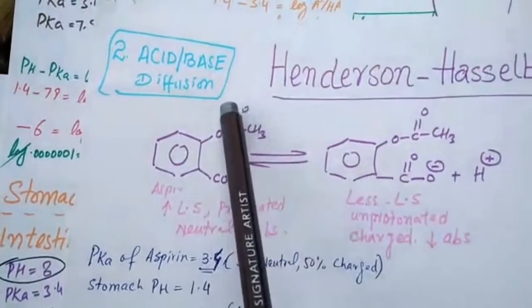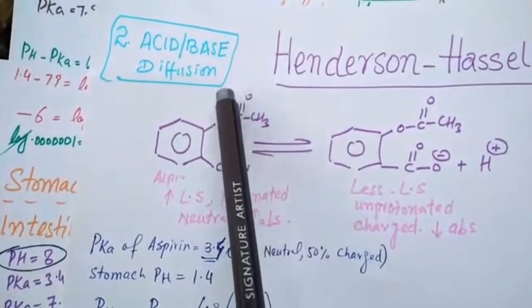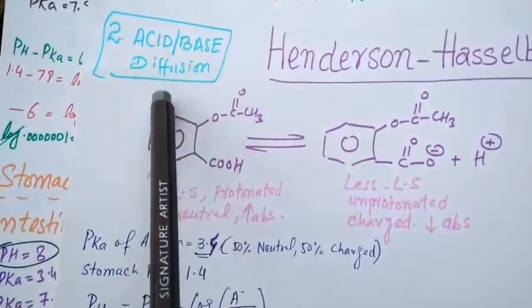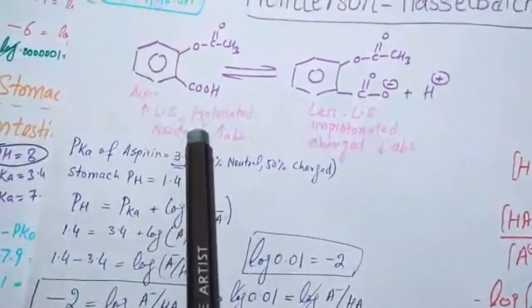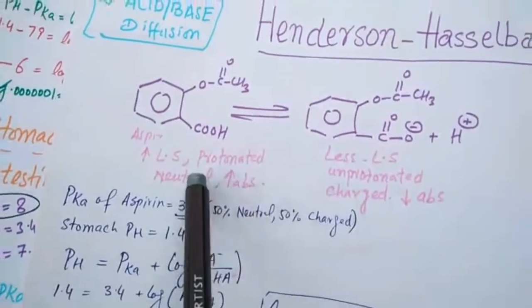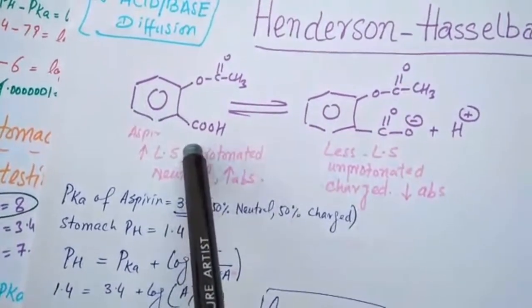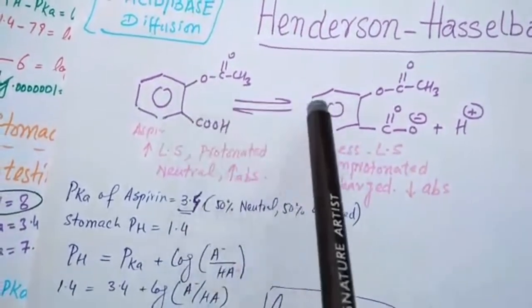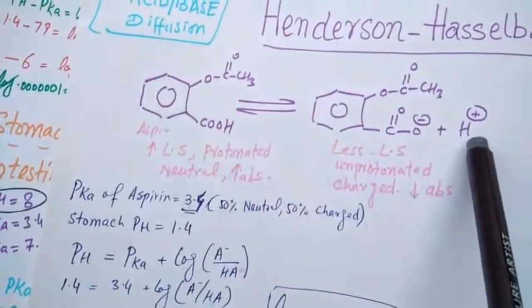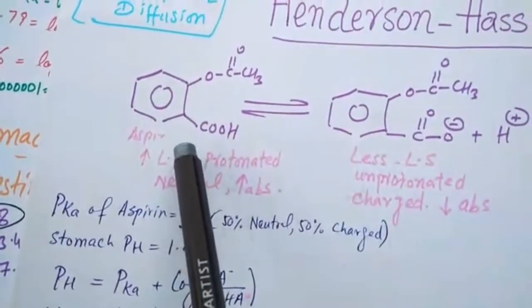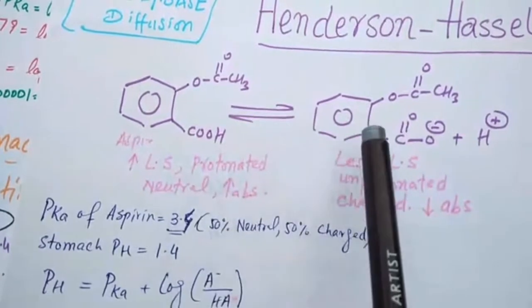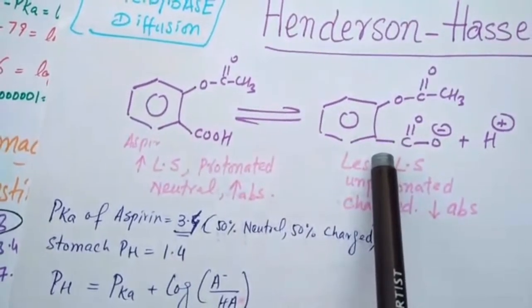The second type of simple diffusion after convective transport is acid-base diffusion. Let's consider the structure of aspirin. This is the protonated aspirin and this is the unprotonated aspirin. This aspirin is the neutral form. This aspirin is the charged form.